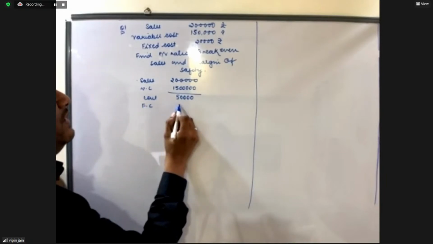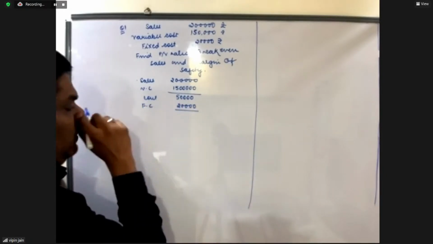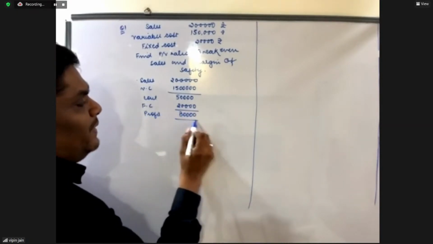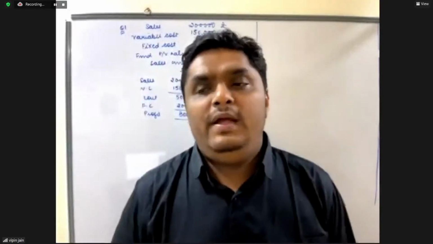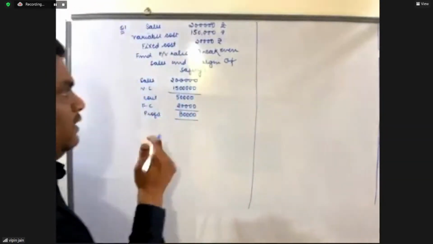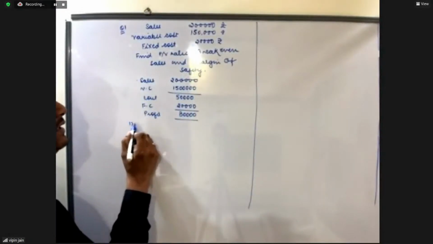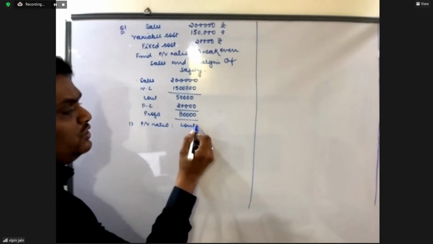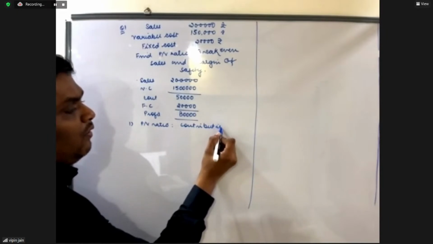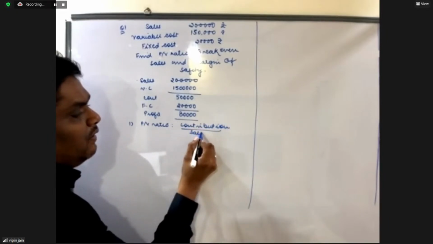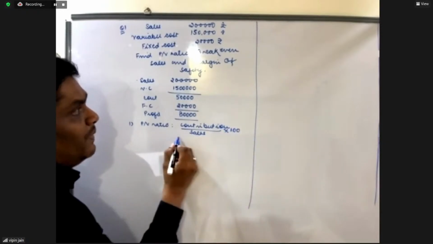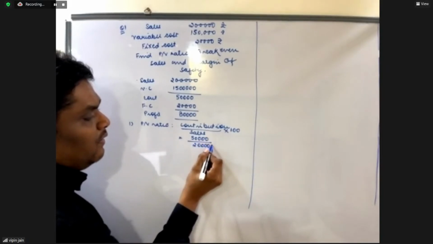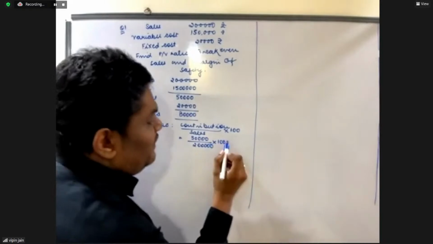Further, my fixed cost is given, that is 20,000. So my profit will be 30,000. From an examination point of view, you have to prepare the statement, write the formula, and then write the answer. The first question the examiner was asking is PV ratio, that is contribution divided by sales into 100. So my contribution is 50 divided by my sales, that is 2 lakh, into 100. So this is 25%.